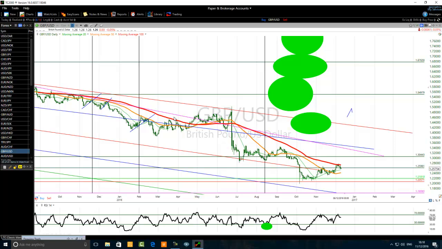If it's sloping down, more attention to bearish setup. If it's sloping up, more attention to bullish setup.